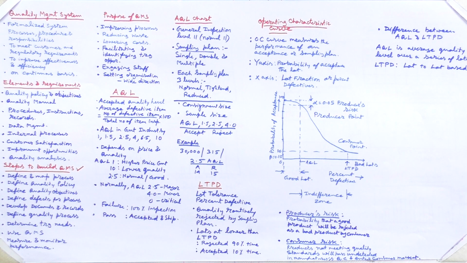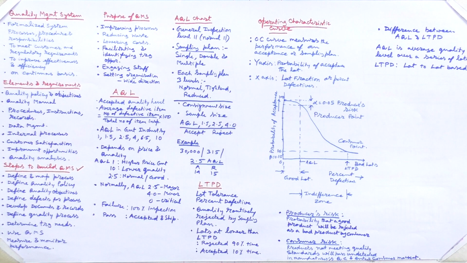Now the next step comes: defects for processes. Any process, when it is getting carried out, there must be some non-conformities that arise. Those non-conformities must be investigated thoroughly and recorded, the cause should be investigated, and then the corrective action should be ensured and also documented.